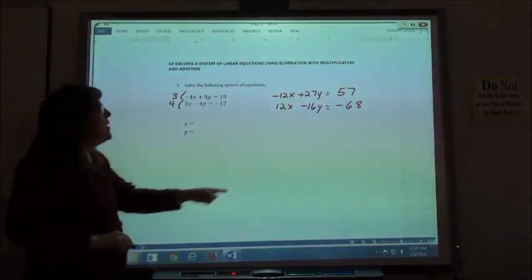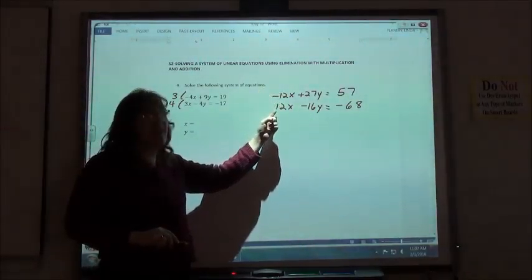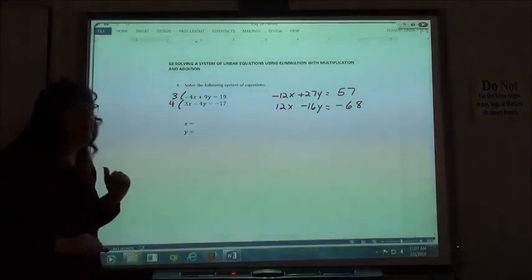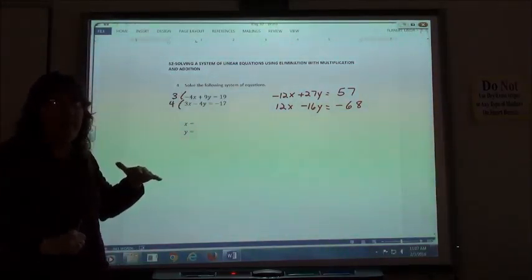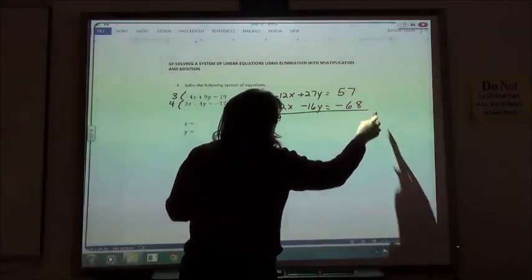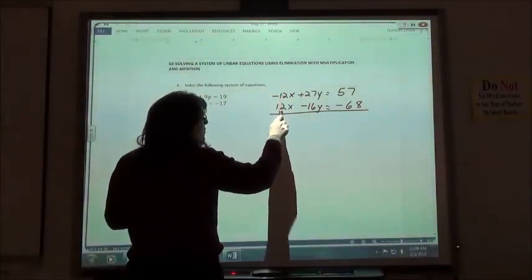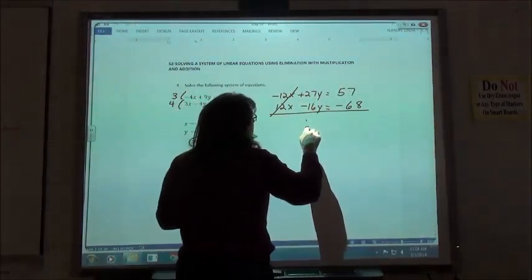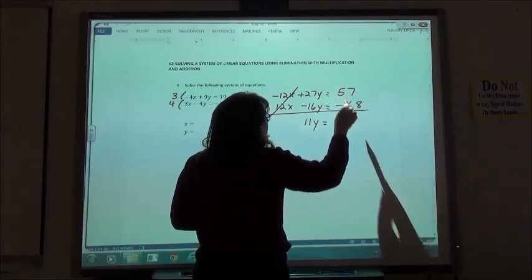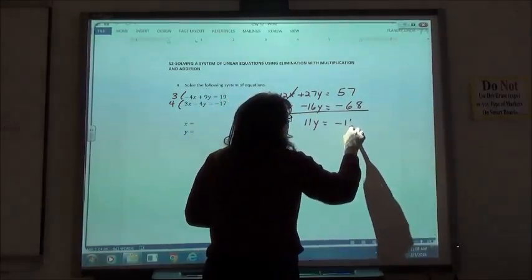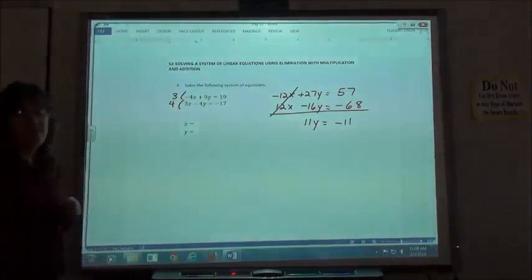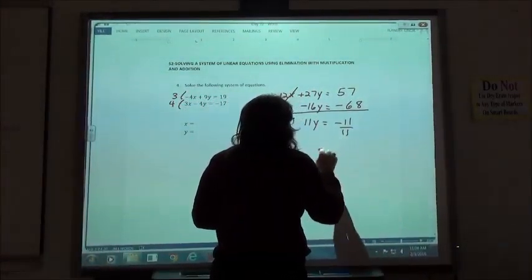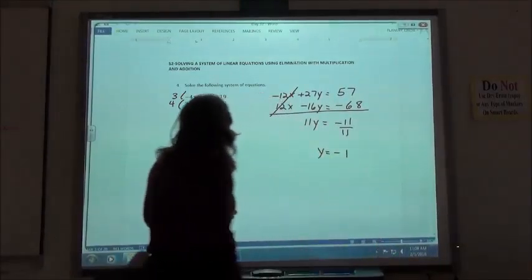And now notice that I have a negative 12x and a positive 12x. That's what I want to have happen, is to have opposites in front of those x's so that when I add, they'll cancel out. So now I'm just going to add my two equations together. Negative 12 plus 12 cancels out. 27 minus 16 would give me 11y. 57 minus 68 would be negative 11. Now all I have to do is divide by my coefficient and I can solve for y. So if I divide by 11, y equals negative 1.